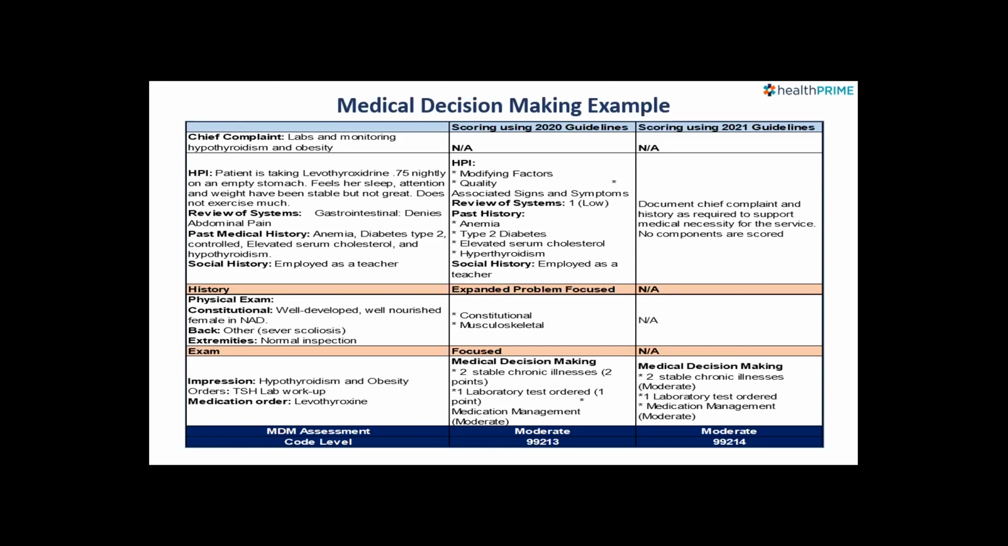So this is a very good change which has come in place, because earlier, because of lack of documentation of history and lack of documentation of physical examination, even if the medical decision making was of moderate complexity, we were downcoding it to a level 3 visit. But now, physical examination and history are no longer the key component, we can code the visit on basis of the medical decision making. So if the medical decision making is of moderate complexity, we can code it at a level 4. If it is of high complexity, we can code it for a level 5 visit.